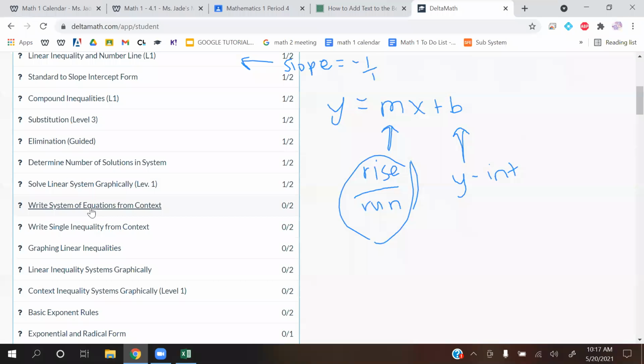Okay, let's do write system of equations from context.